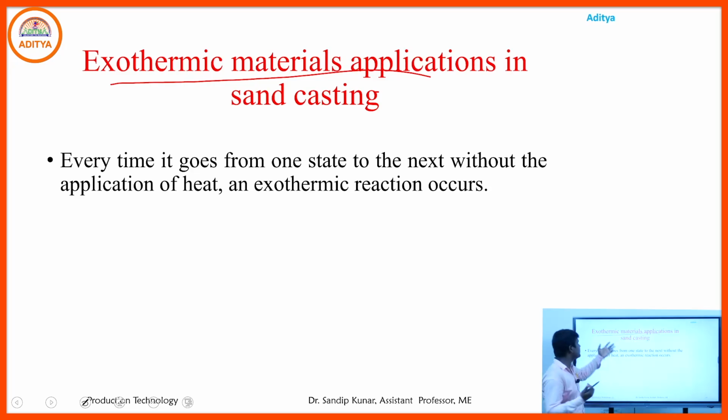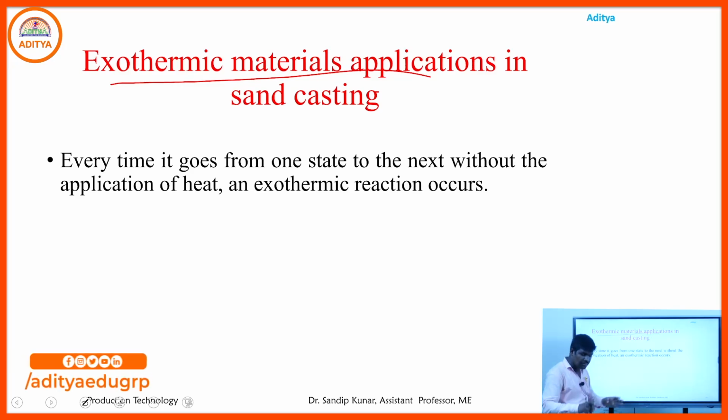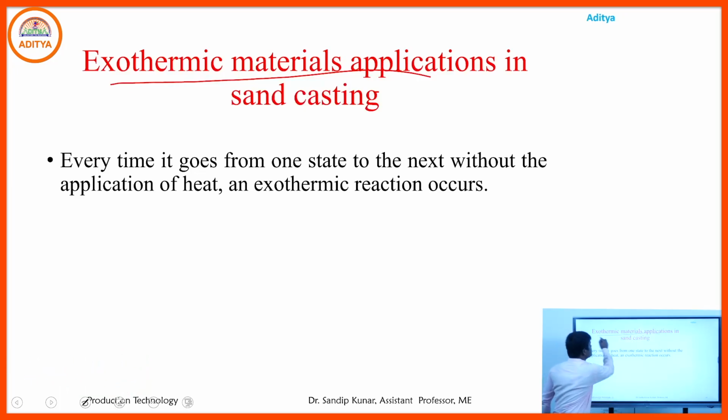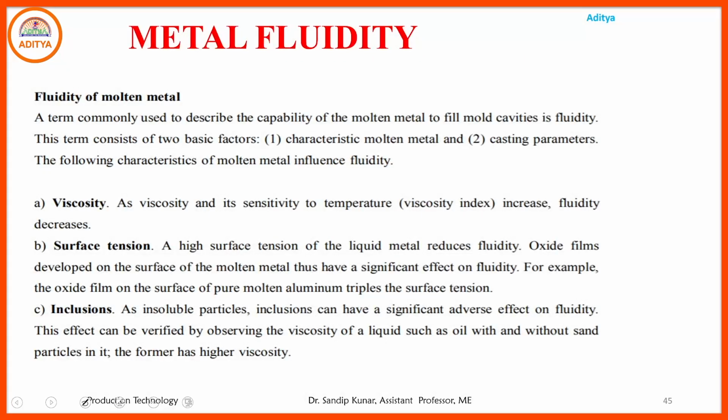We use exothermic materials to provide extra heat, which maintains the fluidity property. Otherwise it may freeze, meaning it will solidify. If it solidifies, it does not flow into the cavity created as extra space or allowance when the metal shrinks. So for maintaining the molten condition of the metal, we use exothermic materials in the sand casting process.